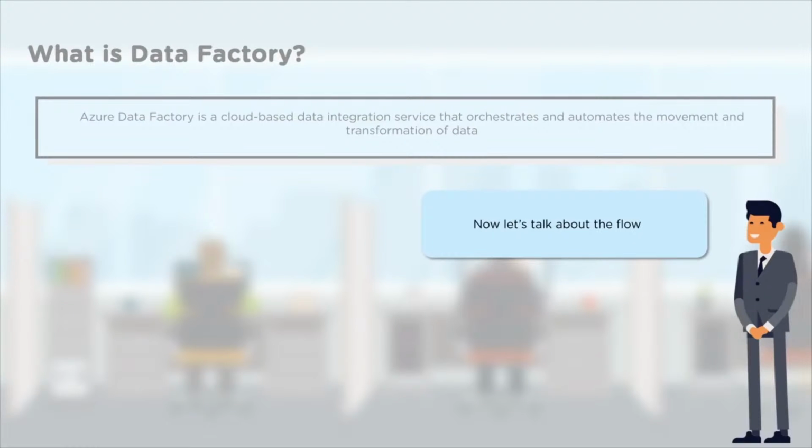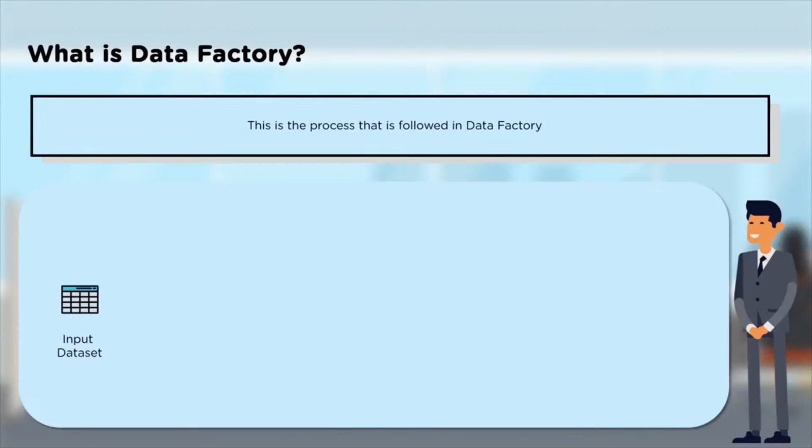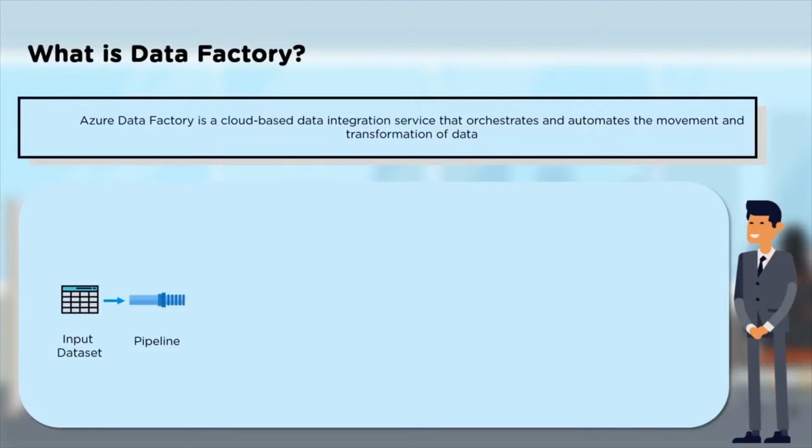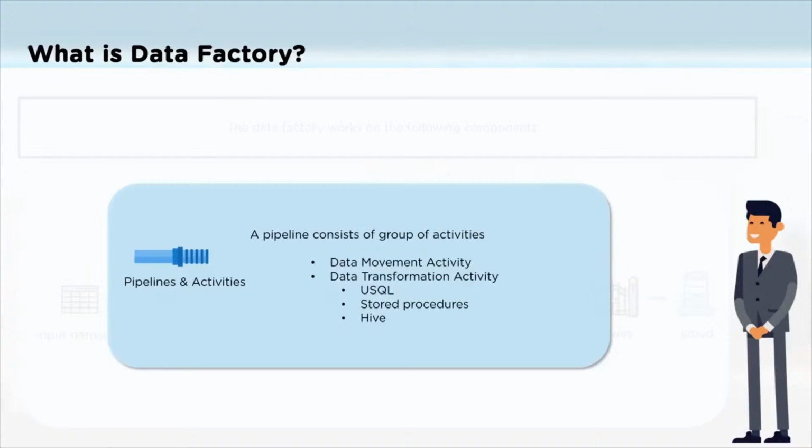Now, let's see how it actually works or how the flow of its processes are. Firstly, we have the input data set, which is nothing but the data that you have within your data store, the one that you need processed. Then you pass this data through a pipeline. Now, what does a pipeline do? A pipeline basically performs an operation on the data that transforms it, which could be anything from just data movement or some data transformation. Now, data transformation is possible with the help of U-SQL, some stored procedures, or Hive.